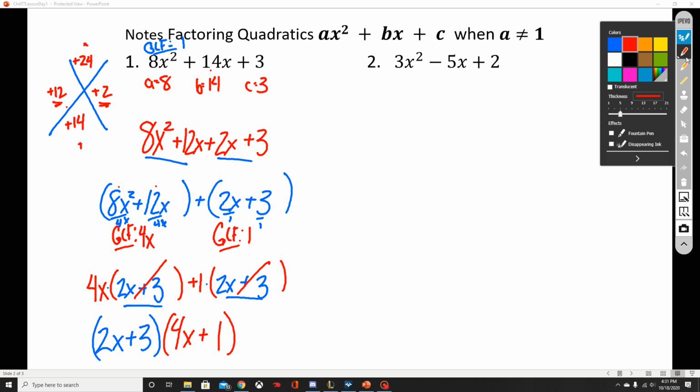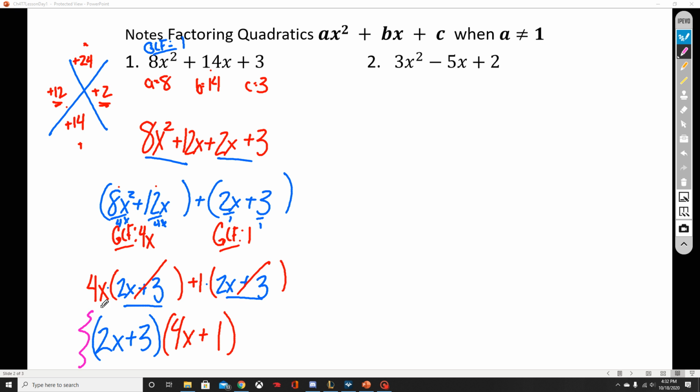So my factored form is 2x plus 3, 4x plus 1. These are the two factors to 8x squared plus 14x plus 3. So I'm pretty much done here.